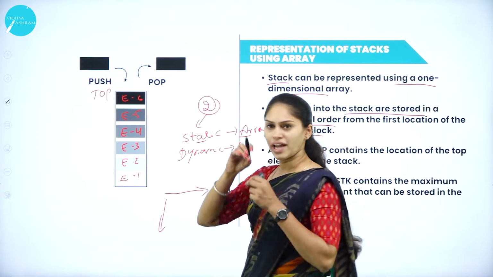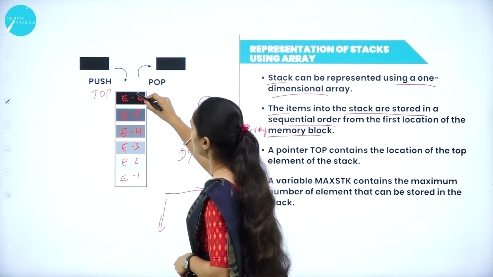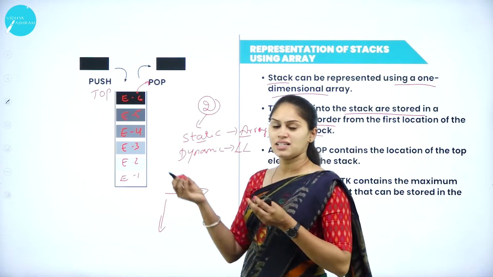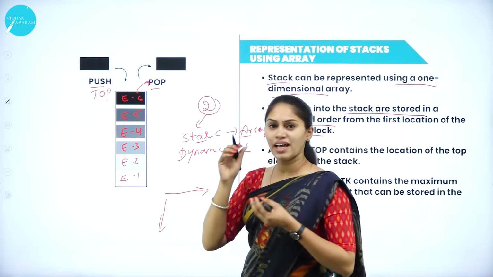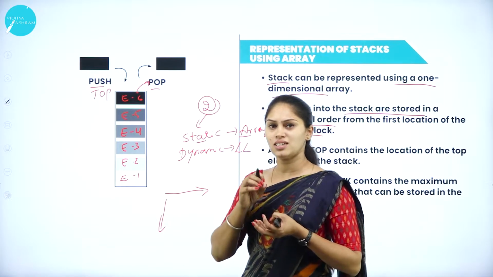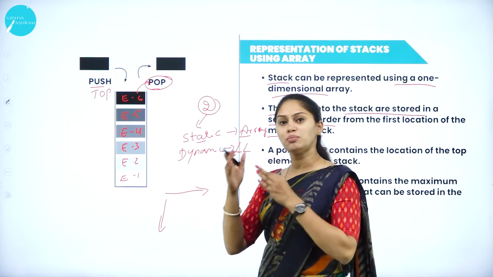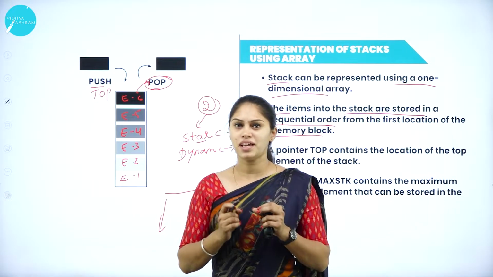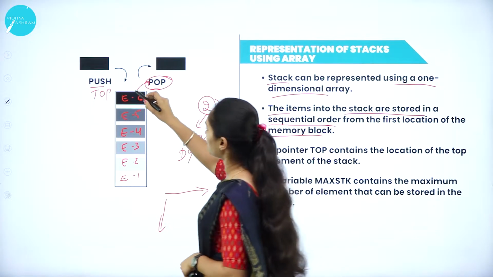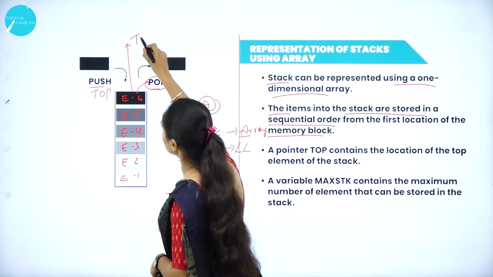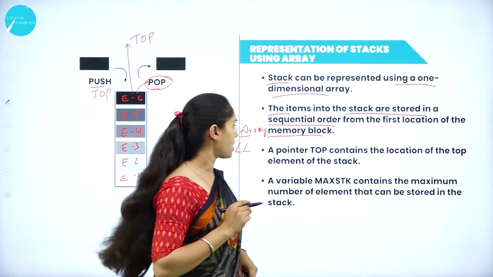Then from where am I going to delete a data element? That is also from the top element. Inserting a new element is called push, and deleting an existing element from the stack is called pop. The push operation and pop operation take place at the same end. So what is that end? That end is nothing but the top of a stack. You are supposed to understand that.